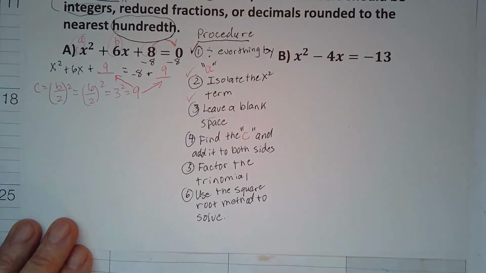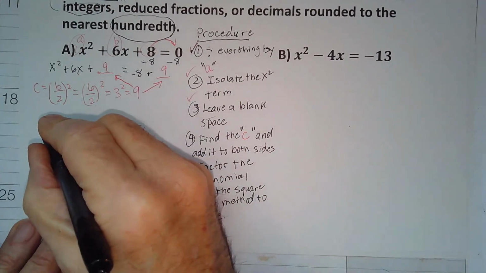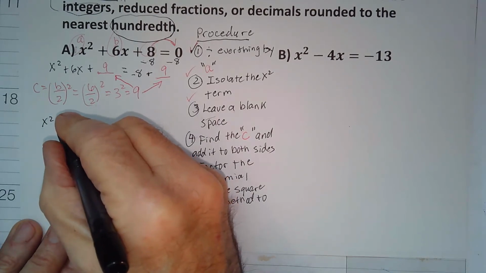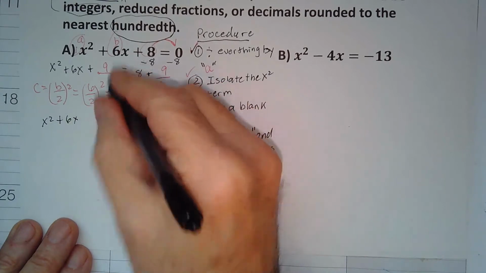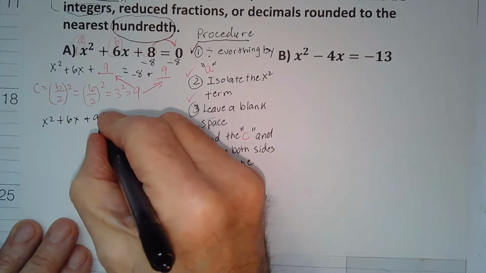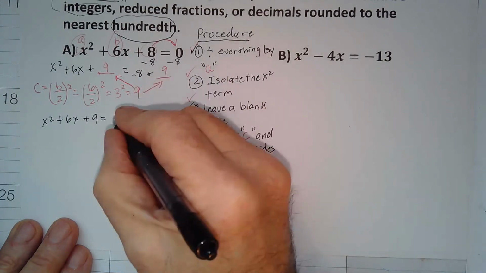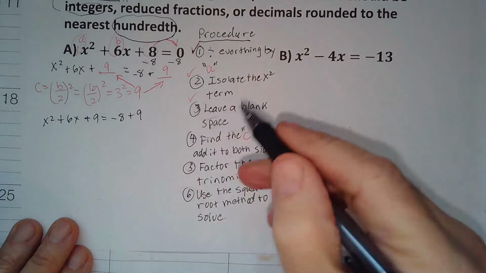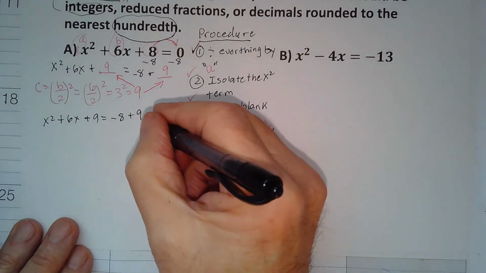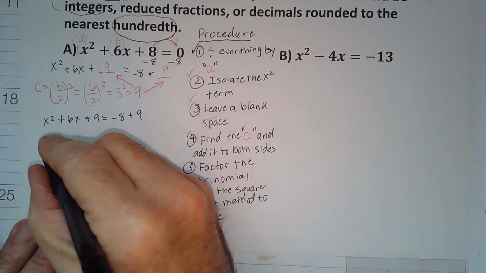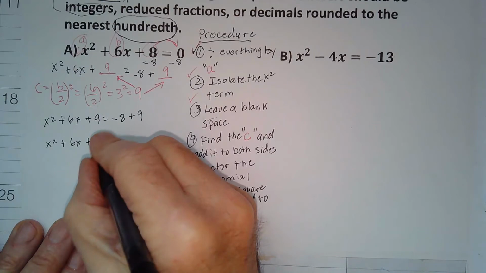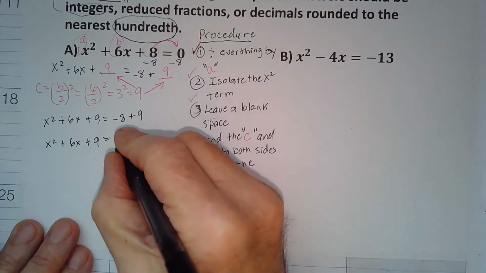Okay? Now that I've done that, I'm going to rewrite this. So I've got, let's see, x squared plus 6x and plus the 9 now. And that equals negative 8 plus 9. Right? And so we can clean this up and simplify it. Negative 8 plus 9 is 1. So I'm going to rewrite this as x squared plus 6x plus 9 equals 1.